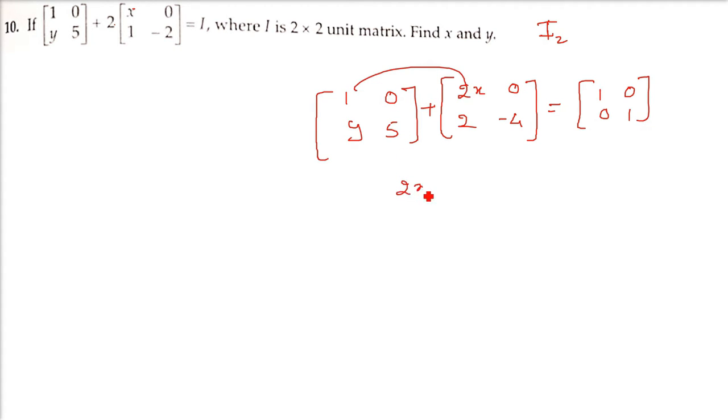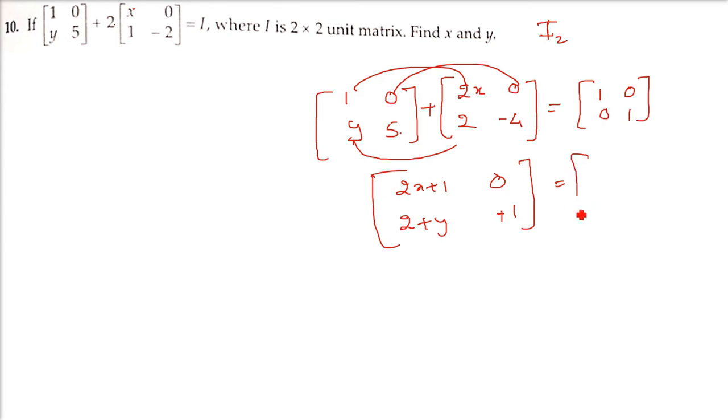1 plus 2x is 2x plus 1, 0. y plus 2 is 2 plus y. 5 minus 4 is 1. So this equates to the identity matrix, 1, 0, 0, 1. Now you can just equate the corresponding values.